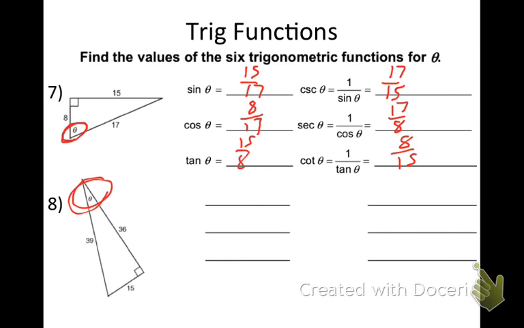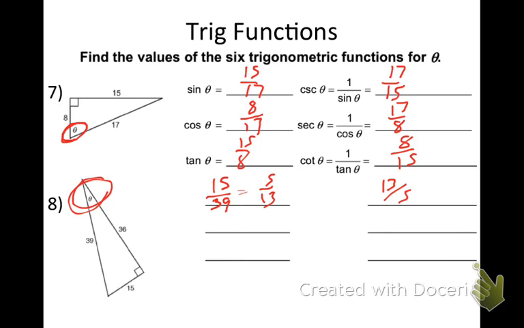It's 15 over... what? 39? Which equals what? 5/13? Which means the cosecant then is, I flip that, and I get 13 over 5.